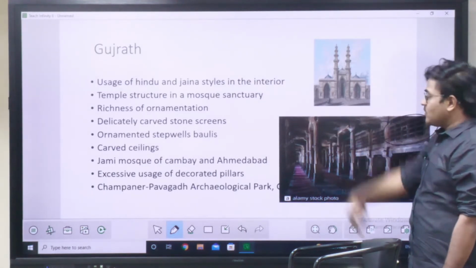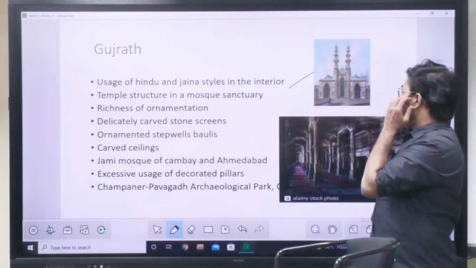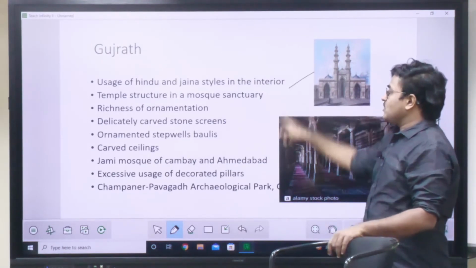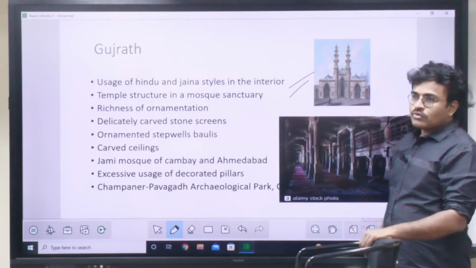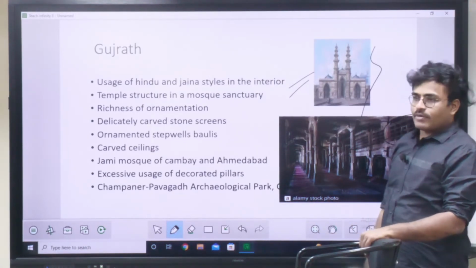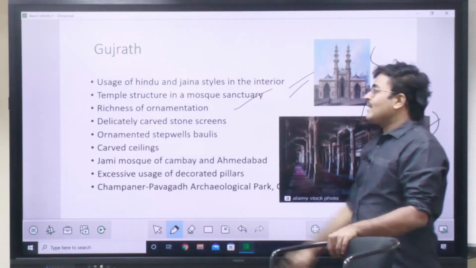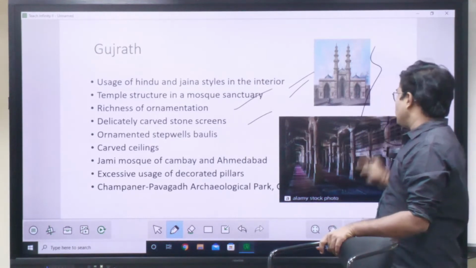Then pillared structures, and usage of Hindu and Jain style in the interior. In the interior, a temple structure in a mosque sanctuary. Outside it will look this way, but inside there will be a temple complex. Then there is richness of ornamentation, delicately carved stone screens which are known as jalis.